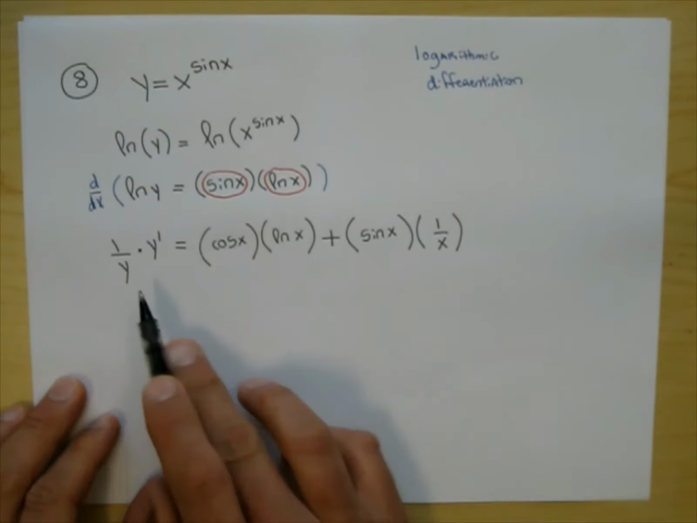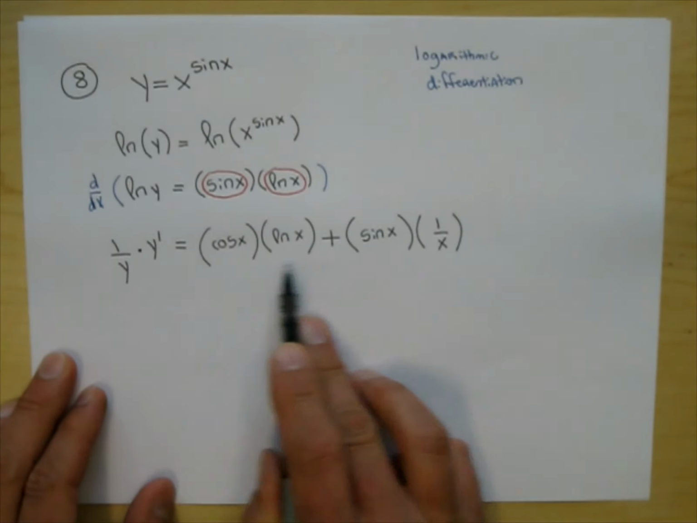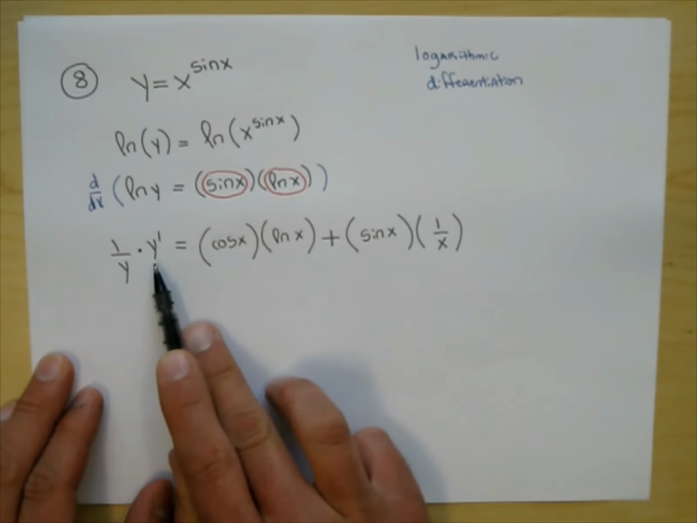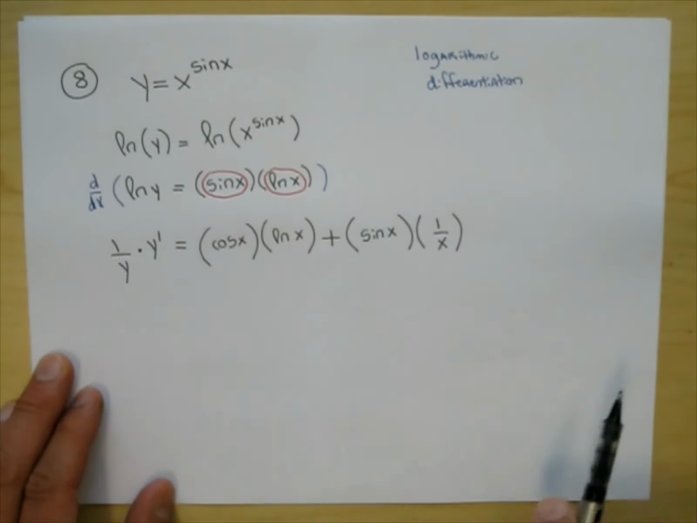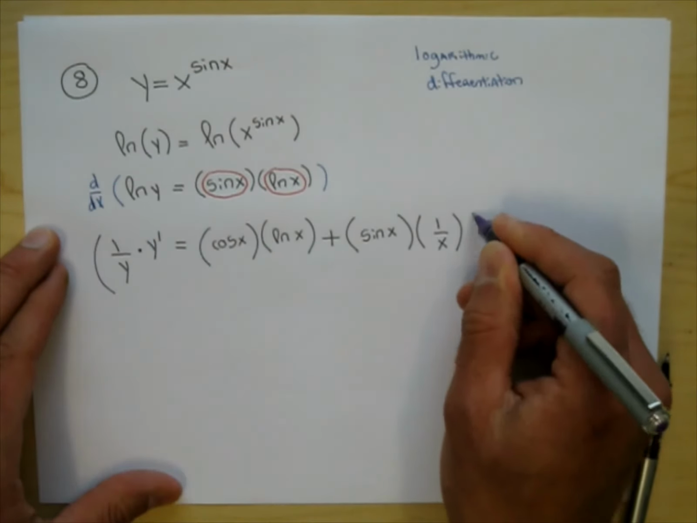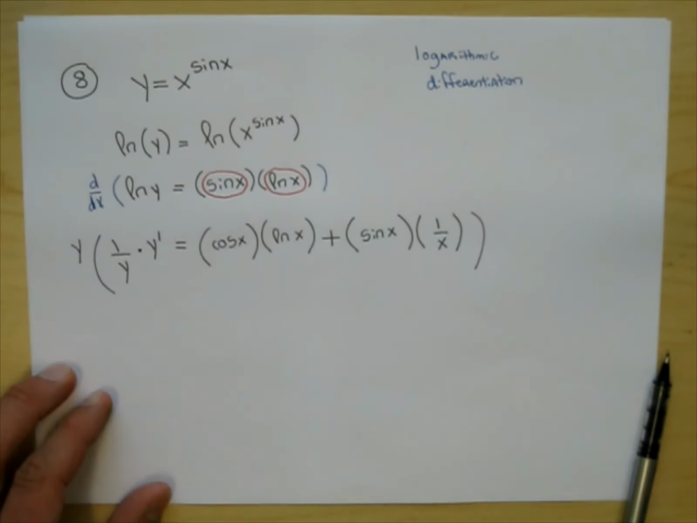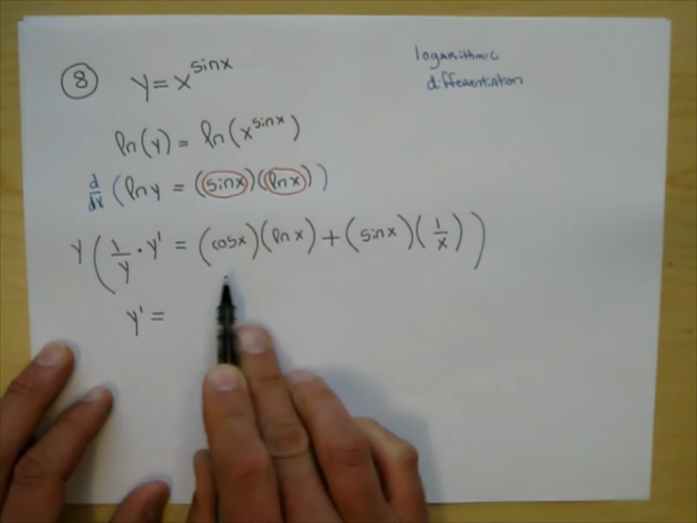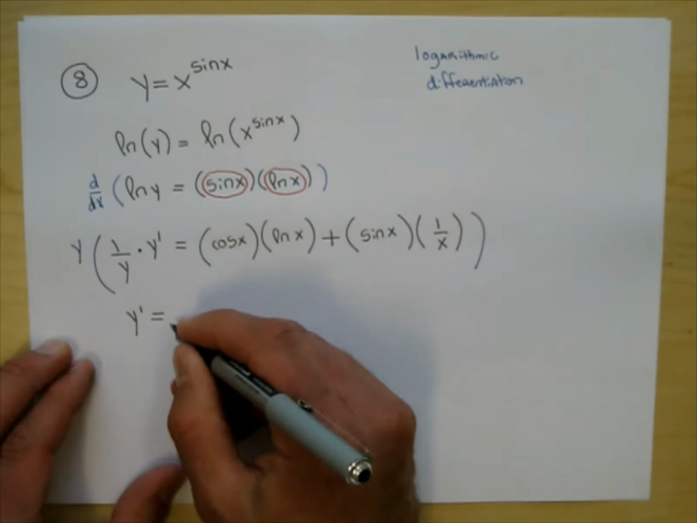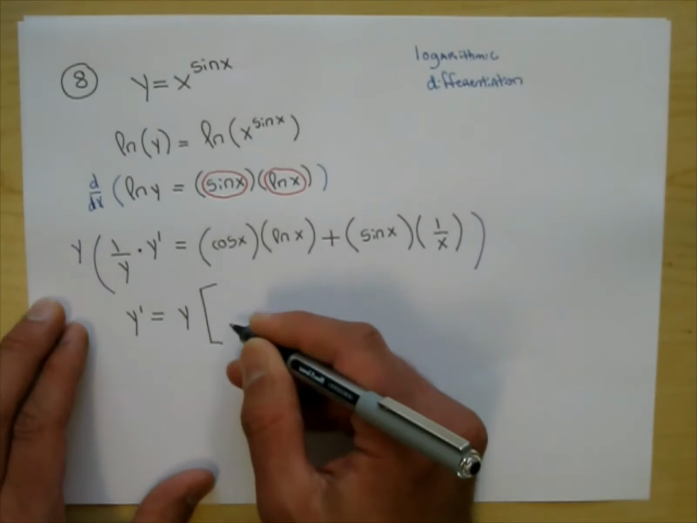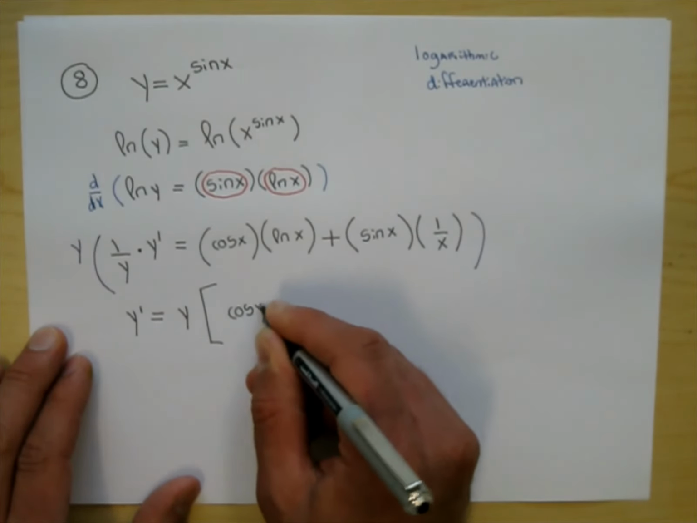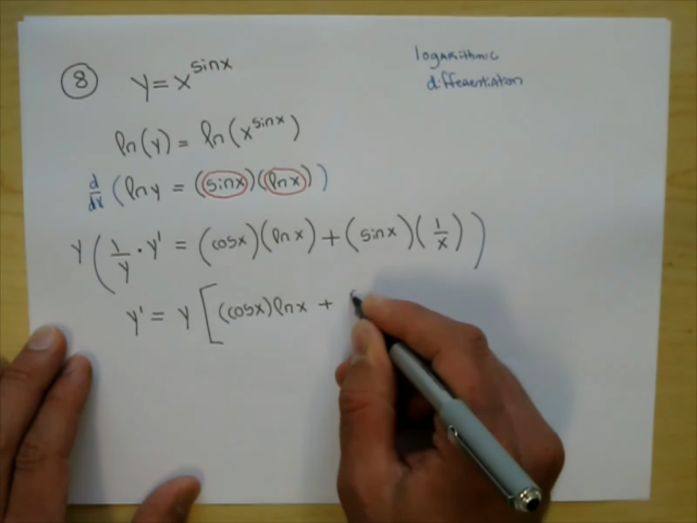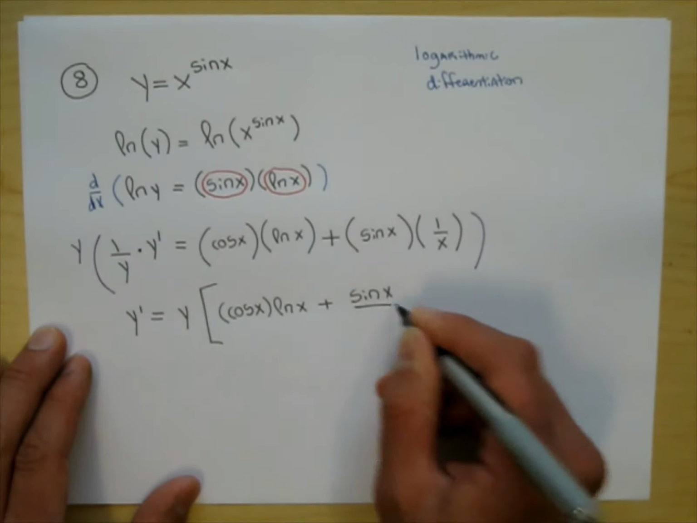Okay, so there we are. There's the answer on the right-hand side, but what am I trying to solve for? I'm trying to solve for y prime. And y prime is right there. The way to get our answer is to multiply both sides by y. Because those y's cancel, and then I'll have y prime equals y times the right-hand side. So y times this, cosine x ln x plus sine x over x.